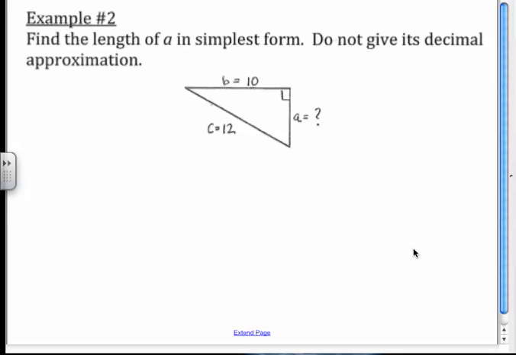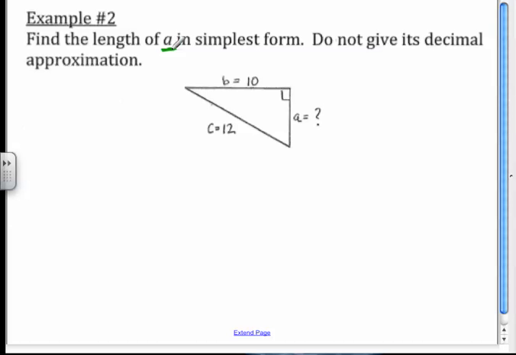Okay, folks, now this is an easy one. It says find the length of A. All right, so I'm looking for the length of A in simplest form. Do not give its decimal approximation. So I don't even need the calculator on this one. What I'm going to do is I'll just simplify any radical that I get.